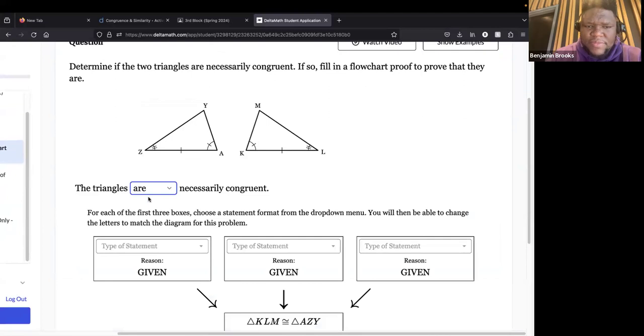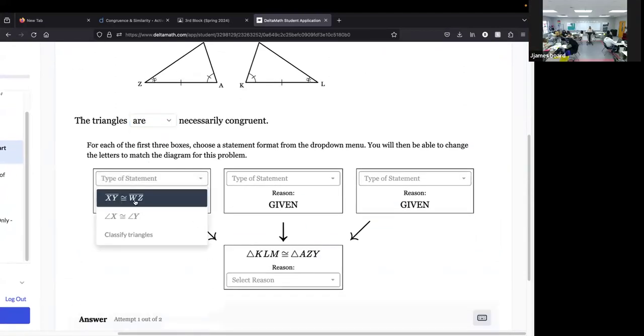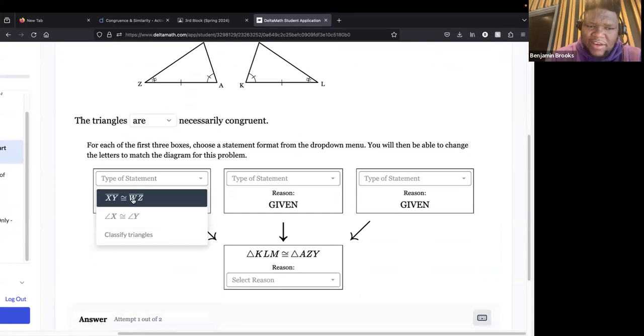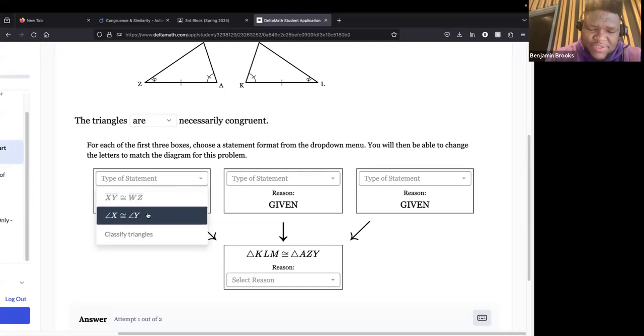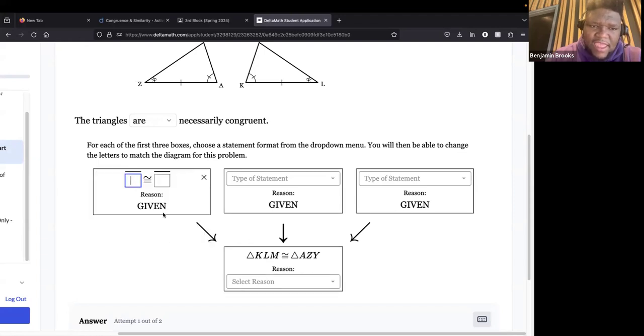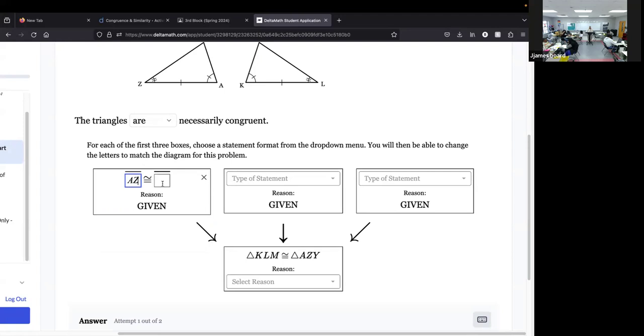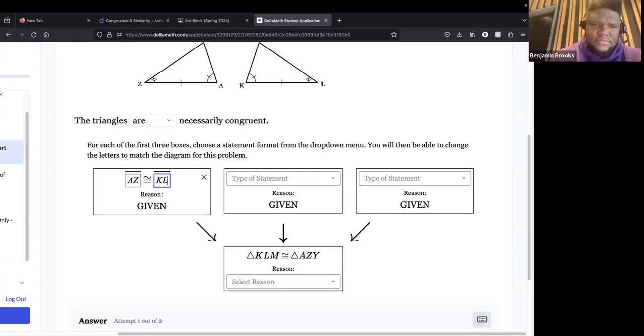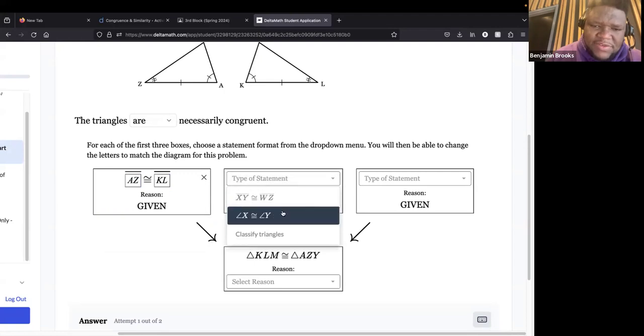Okay, great. When you see the X, Y, and YZ, all that's saying is what kind of statement you want to make. Do you want to prove that the sides are the same? Hit this one. Do you want to show that two angles are the same? Hit this one. Let's say I wanted to show that AZ is congruent to KL. I would hit that I want the sides to be the same. Click on that, and then it'll pop this up. You see what I'm saying? Then I can say AZ and KL.